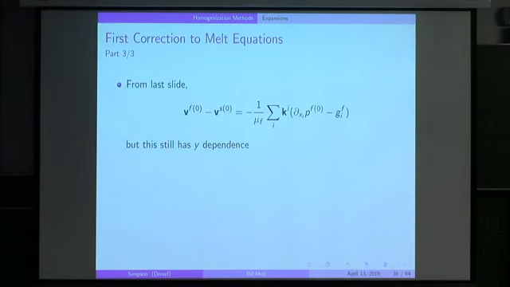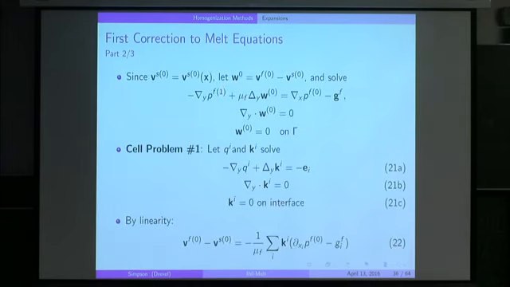So that was from the last slide. But this still has y dependence. So we solved for VF, and the VF was a linear combination of the Ki's. The Ki's are solutions to this equation on the unit cell. They have y dependence. This piece here is constant in y, but it's variable in x, but this has y dependence. So that means this has y dependence. We want a macro equation.